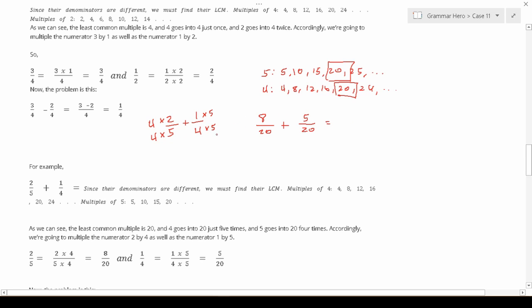Now we do a simple addition of fractions problem. Just add the numerators, 8 plus 5. Leave the denominator the same. 8 plus 5, 8, 9, 10, 11, 12, 13 over 20. And since 13 is a prime number, we can't reduce this any further. Okay?